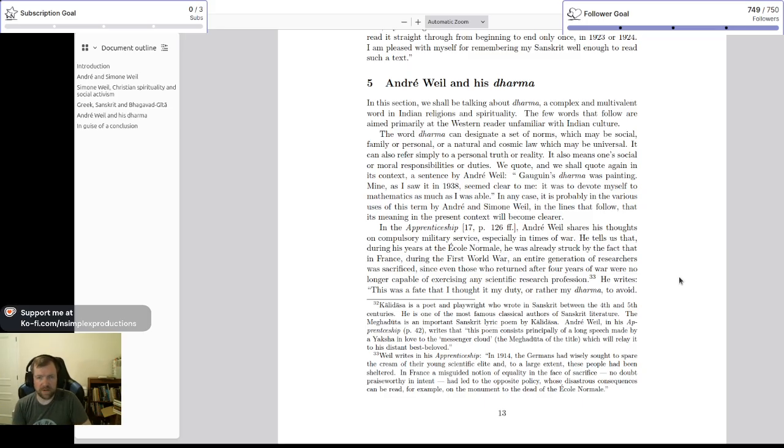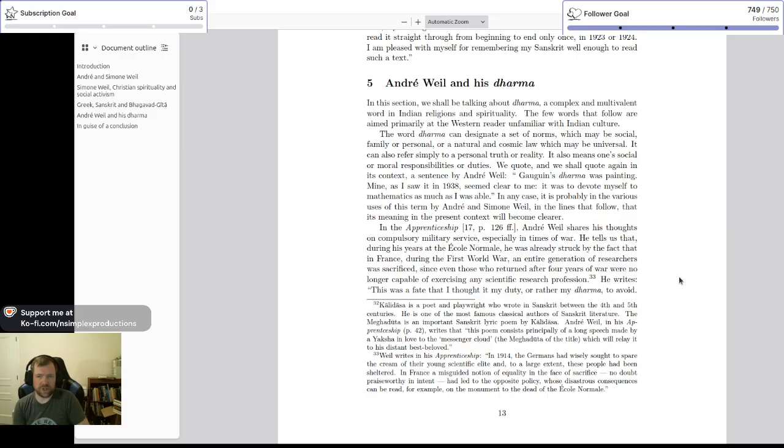The word dharma can designate a set of norms, which may be social, family, or personal, or a natural and cosmic law, which may be universal. It can also simply refer to a personal truth or reality. It also means one's social or moral responsibilities or duties.